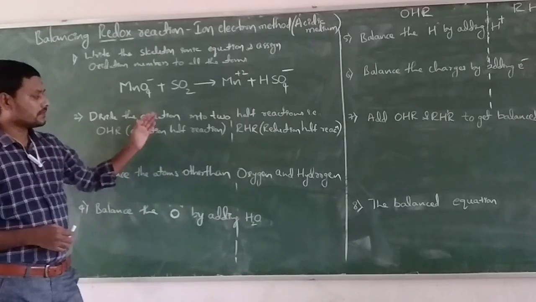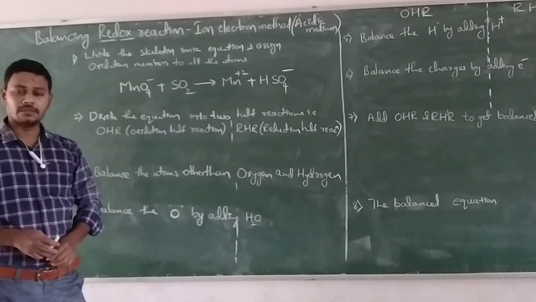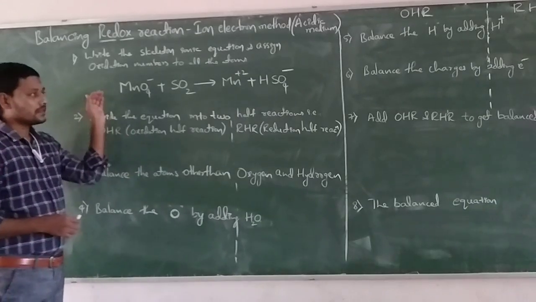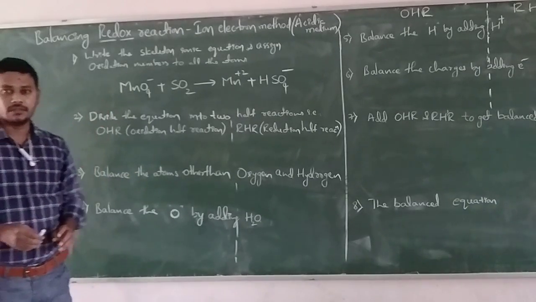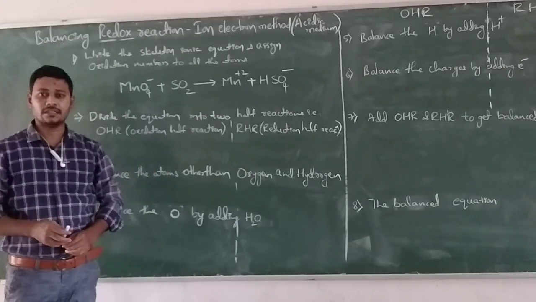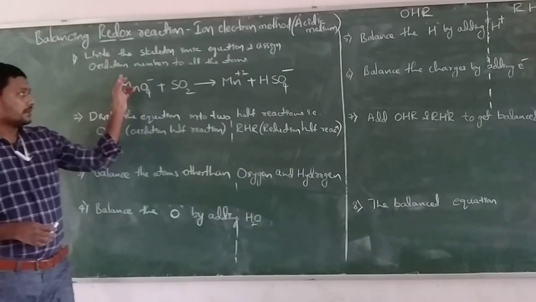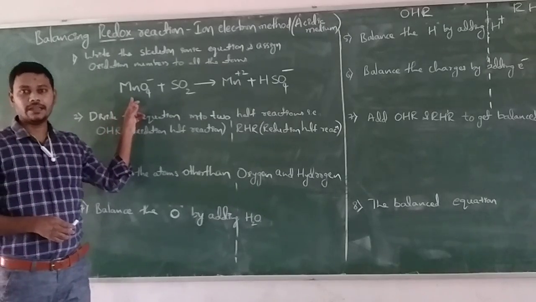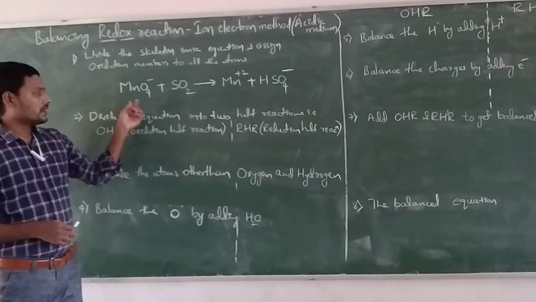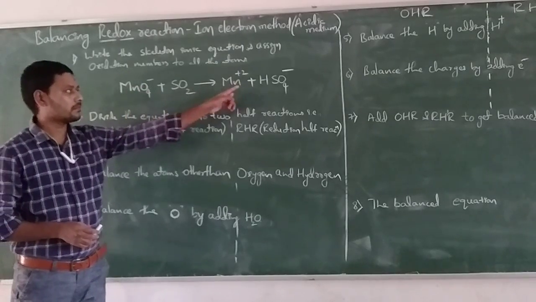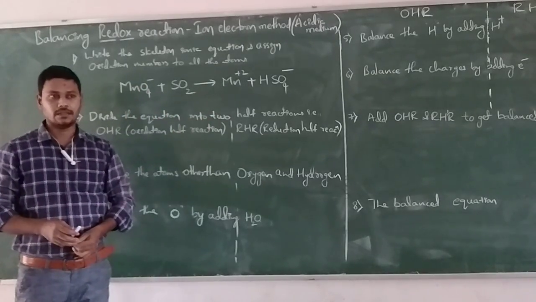See, in acidic medium one method is there, in basic medium one more method is there. Now I am discussing acidic medium. It involves 8 steps, remember. First step: we write a skeletal ionic equation. Let me take one example: MnO4 minus plus SO2 gives Mn 2 plus plus HSO4 minus.